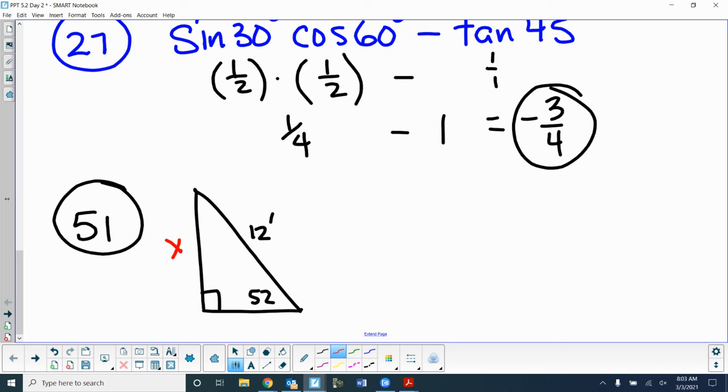Okay, so I have this angle. What's this side? Opposite, hypotenuse, or adjacent? Opposite. What's that one? Hypotenuse. What's the one that has opposite and hypotenuse? Which of those three? Sine, cosine, or tangent? Sine, right? So that's what I write. Sine of 52 equals opposite x over hypotenuse 12. So all I have to do is multiply both sides by 12.